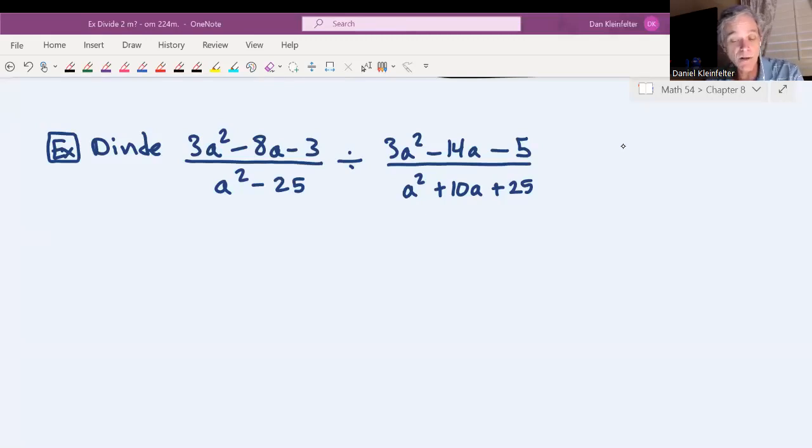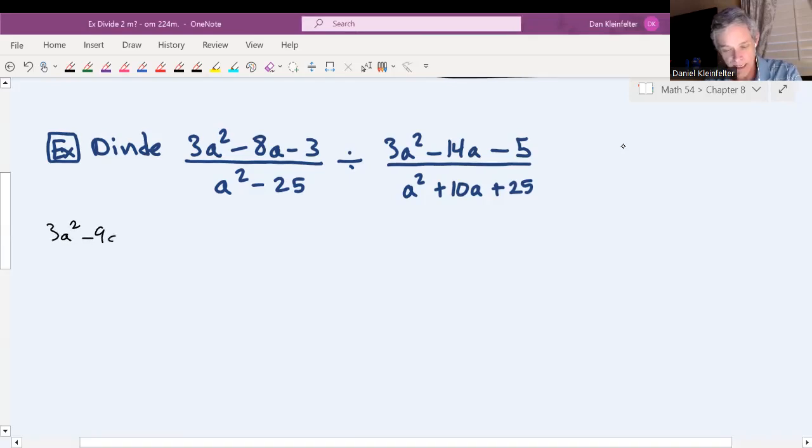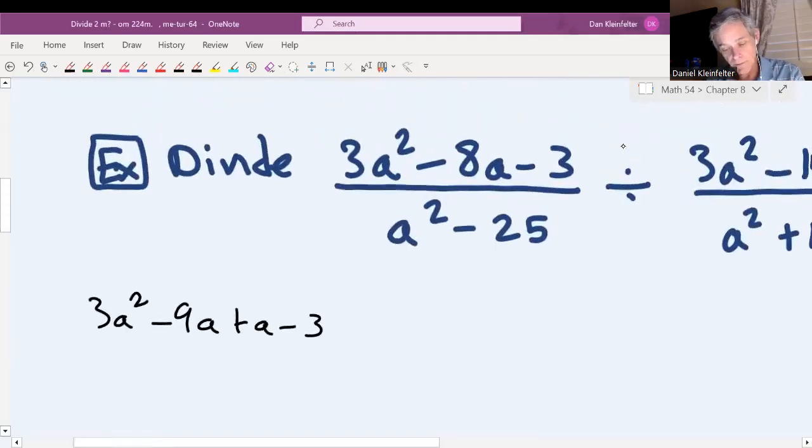across then down. So the first one, 3a squared minus 8a minus 3. We're looking for two numbers that multiply to -9 and add up to -8. That sounds like -9 plus 1. So we'll have 3a squared minus 9a plus an a minus 3. So that will have a common factor of 3a in the front, leaving behind a minus 3.